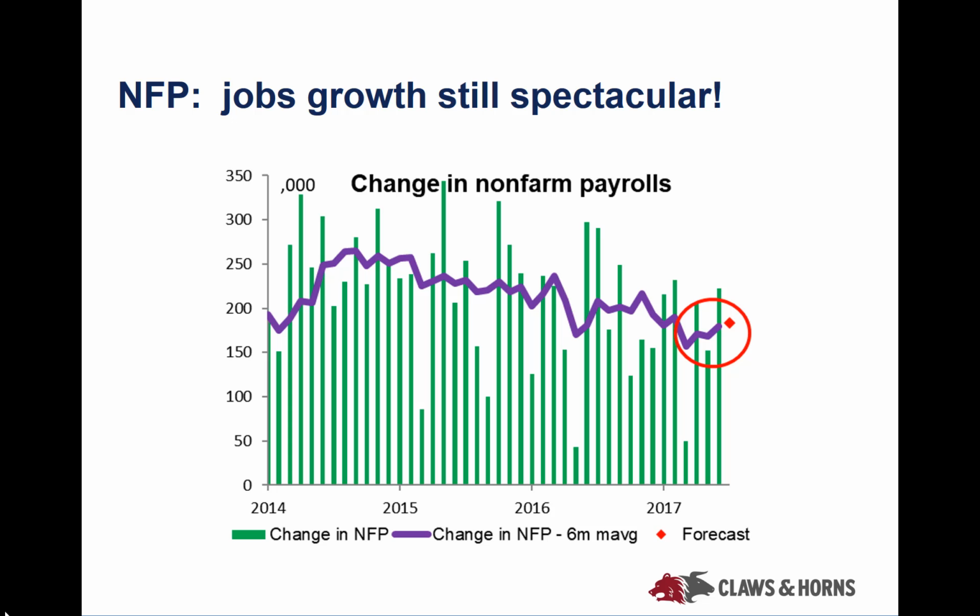We'll get another view on the Phillips curve conundrum from the U.S. this week as the monthly non-farm payrolls data comes out. There doesn't seem to be any end in sight to the magnificent American jobs machine. The market's looking for an NFP figure of 183,000, which would be exactly in line with the trend, and a further decline in the unemployment rate to 4.3%.